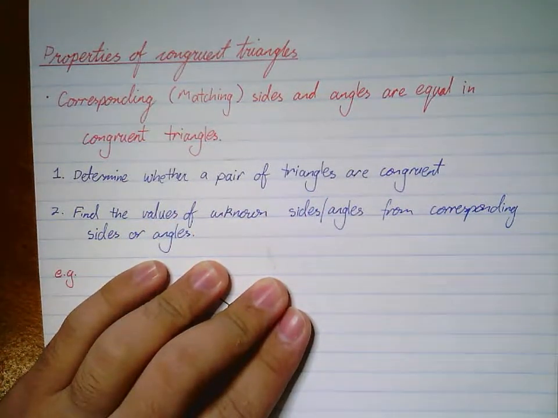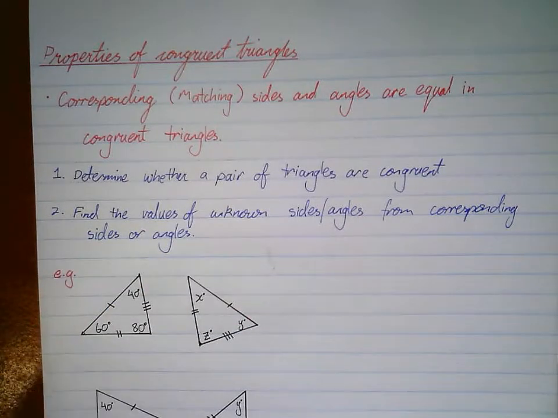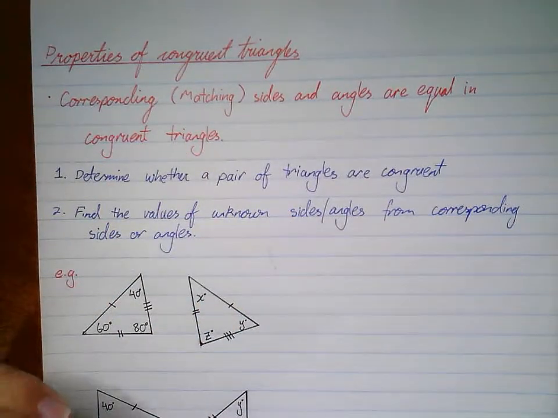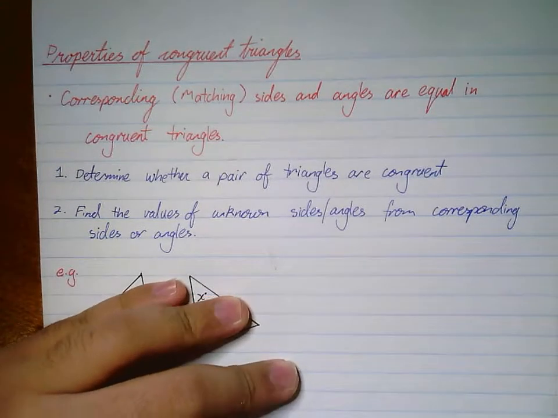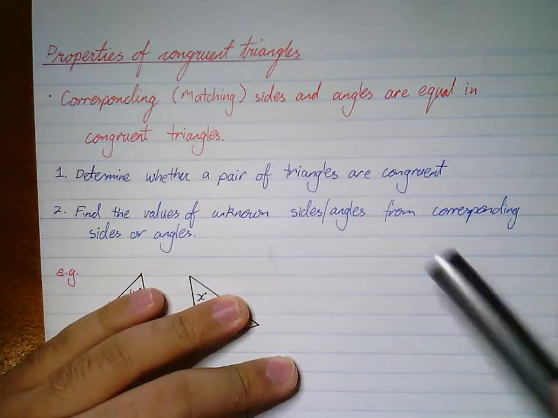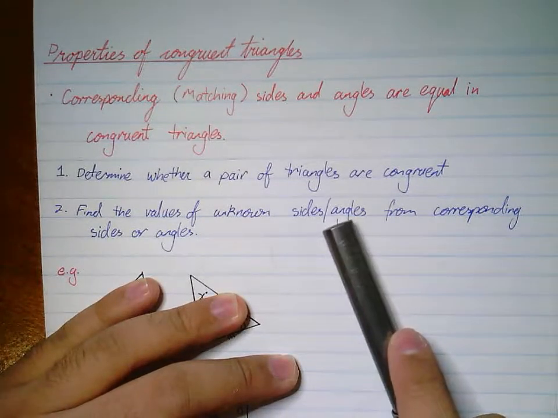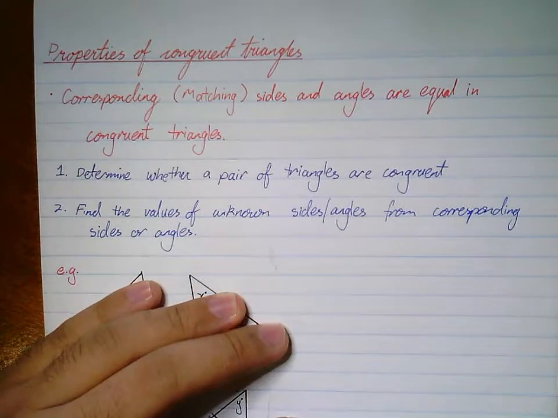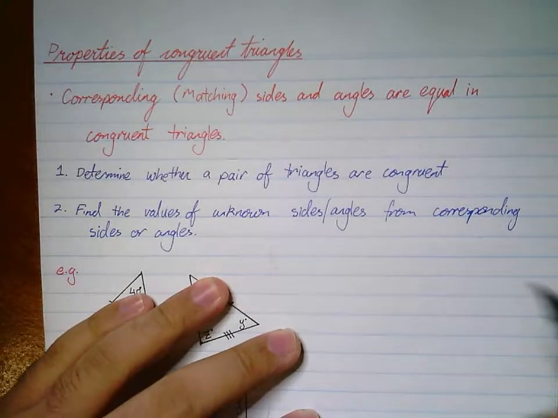If we remember from the previous videos, we had 4 different tests for congruency. I'm going to be writing them here along the side just so that we can remember. And once we've tested and figured out what they are, we need to find the values of unknown sides or angles from corresponding sides or angles in the other triangle. So let's first try and recall the different tests that we have.